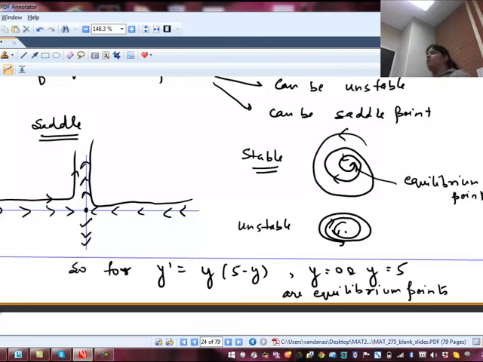So y equals 0. If I start close to 0, will I move towards 0 or will I be pushed away from 0? And if I am starting close to 5, will I be pushed towards 5 or will I go away from 5?